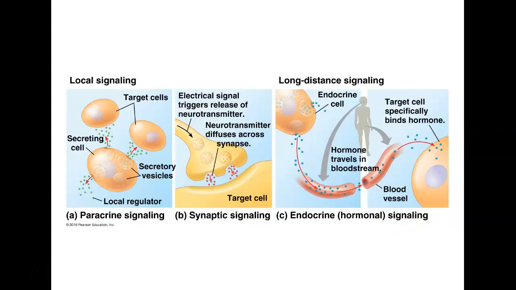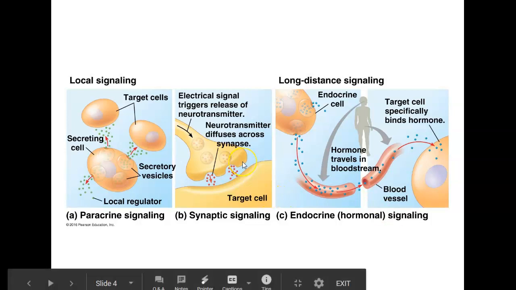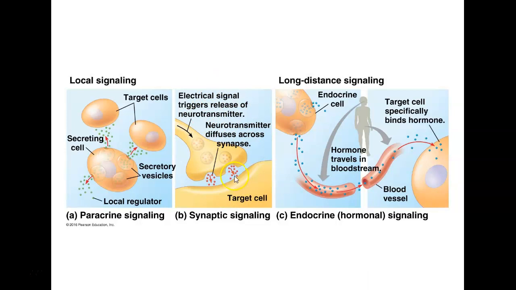Here's a picture taken from your book on what the local and long distance signaling is. We mentioned already, in B here, that synaptic signaling or neuron signaling is one example of local. You have one nerve cell here releasing a bunch of neurotransmitters or signals that will then cross over and connect to a target cell that has a whole bunch of receptors on it. Those receptors are going to receive the signal, and then an action is going to result.